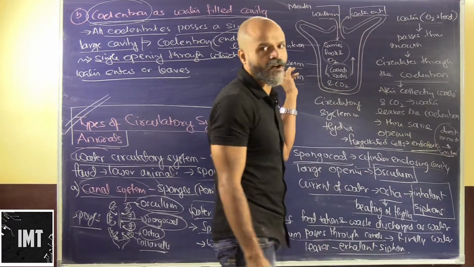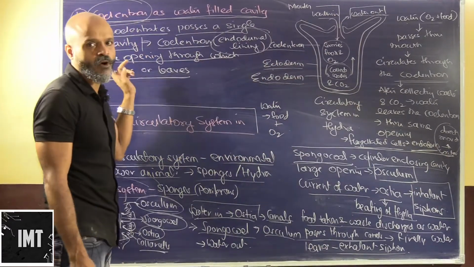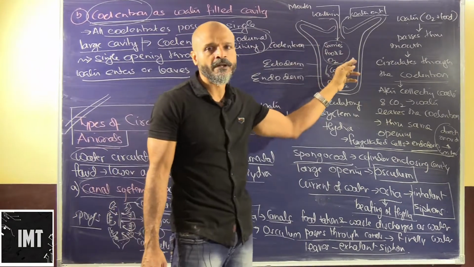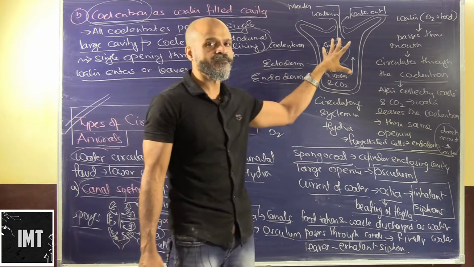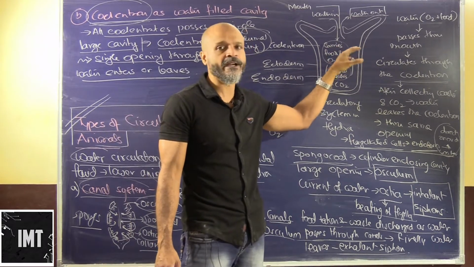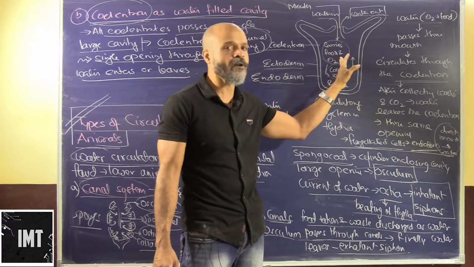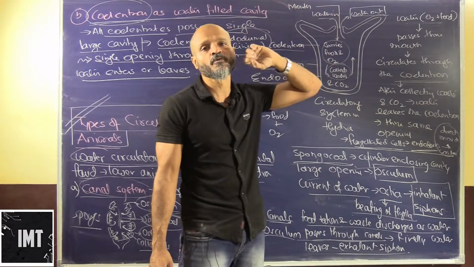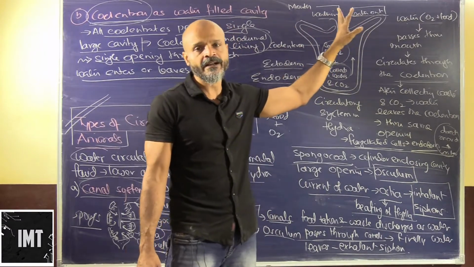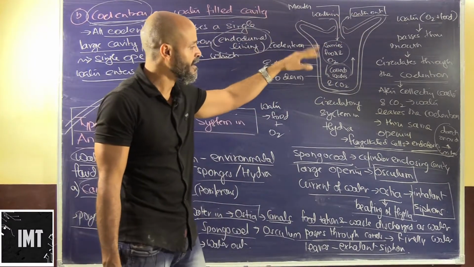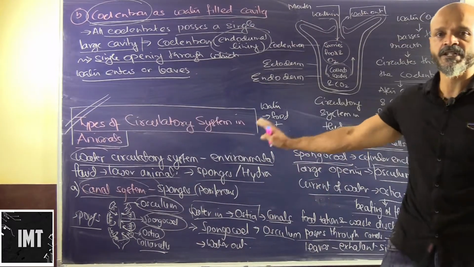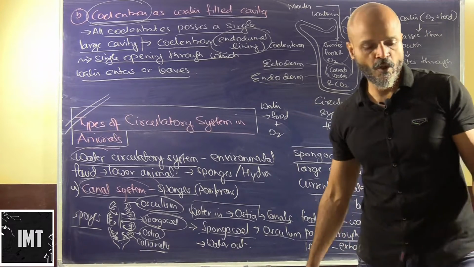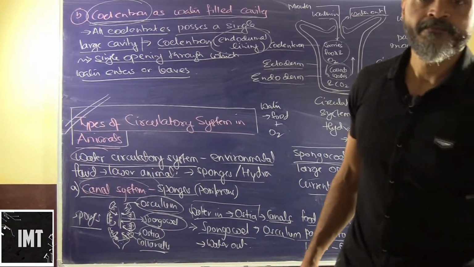And in Hydra or coelenterates, the water enters through the same pore. It enters the coelenteric cavity, and after the collection of waste and dispersion of food and oxygen, it moves out through the same opening. So the entry and exit happen through the same opening. This is how the canal system of exchange takes place in these two lower organisms.